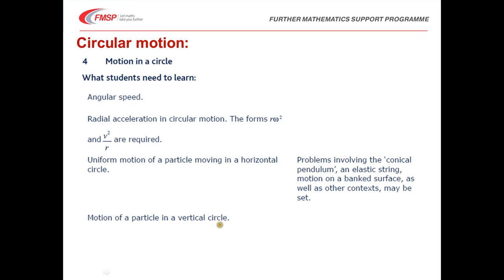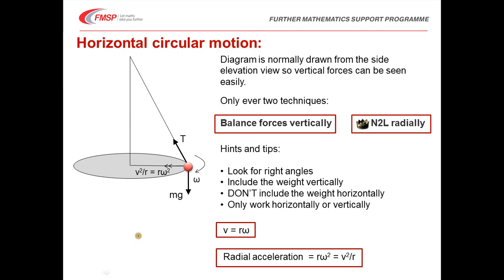Okay, so first of all we're going to take a look at the specification from Edexcel for the circular motion material. And this tells you the things that you need to learn. You need to have the concept of angular speed or angular velocity. You need to know about the two forms for the radial acceleration, r omega squared and v squared over r. You need to be aware of questions that involve horizontal circular motion, which is also motion with constant speed. And you also need to look at motion of a particle in a vertical circle, and you need to be able to look at different ideas associated with those two main concepts.